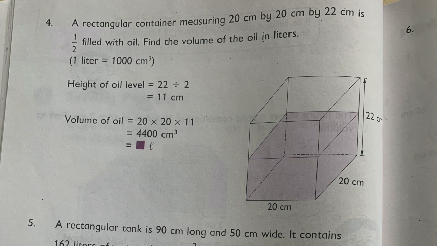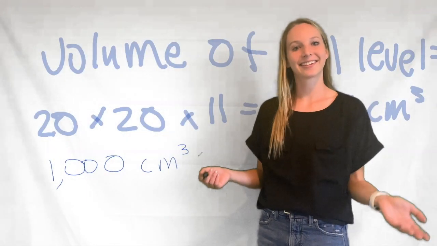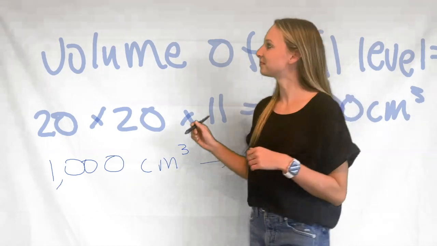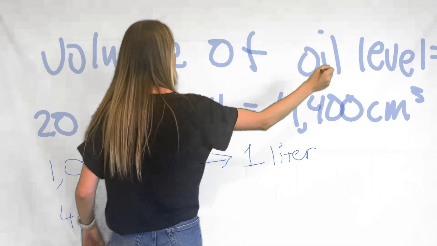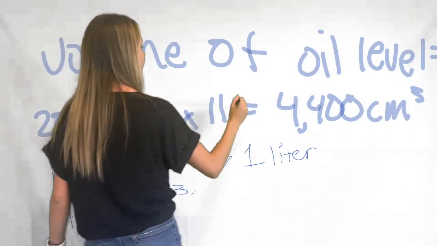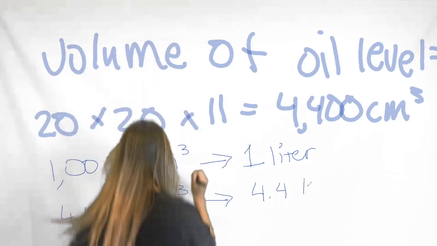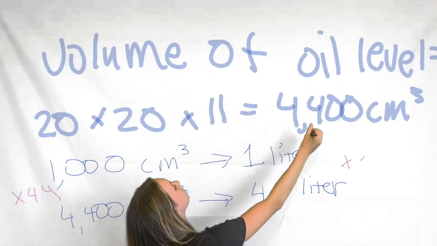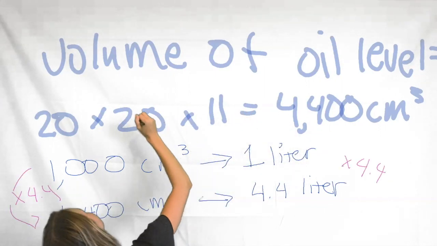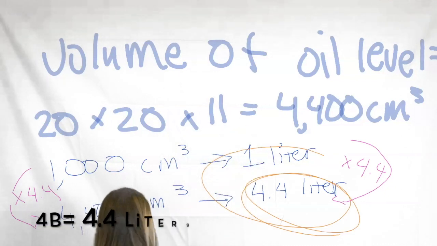A way to solve this is to use the Unitary Method. We'll start off with 1,000 centimeters cubed equals 1 liter, and then we know we have 4,400 centimeters cubed. How we get from 1,000 to 4,400 is timesing it by 4.4. And what you do to one side, you have to do to the other side. So you times 1 liter by 4.4 and you get 4.4 liters. So number 4 is 4.4 liters.